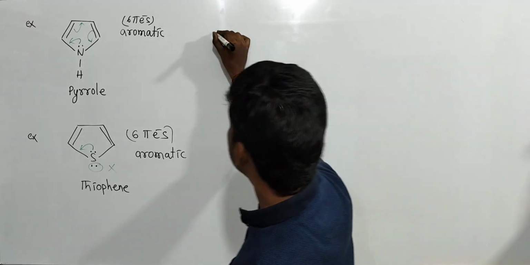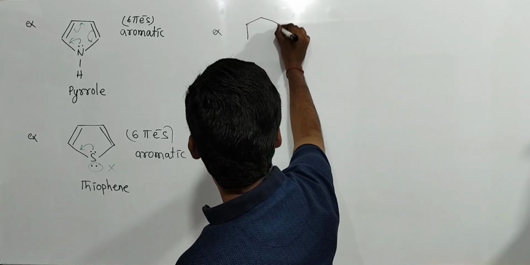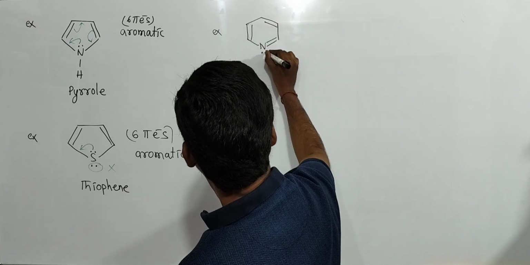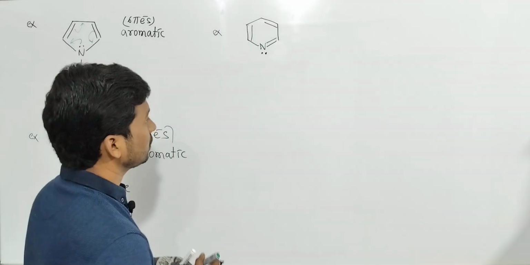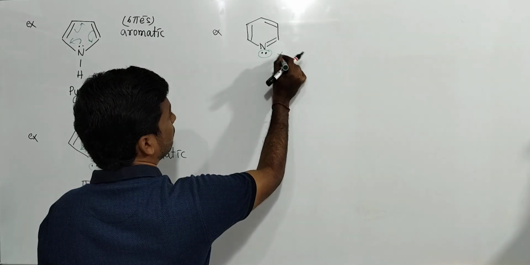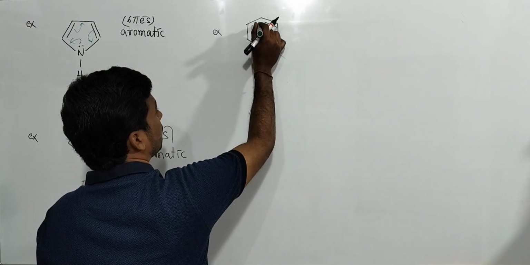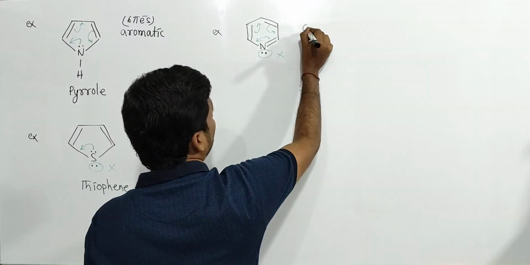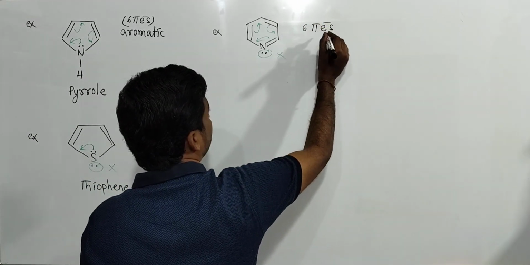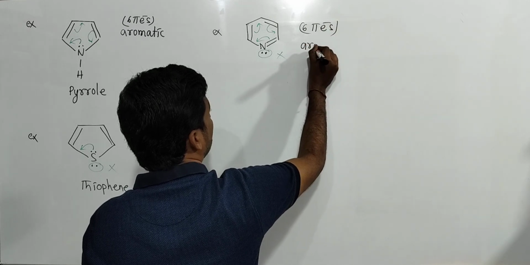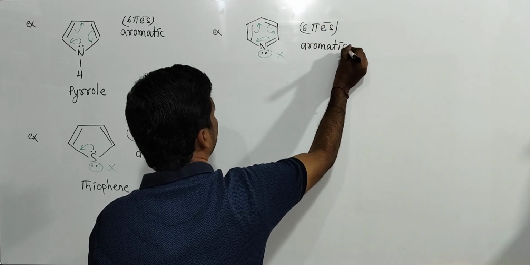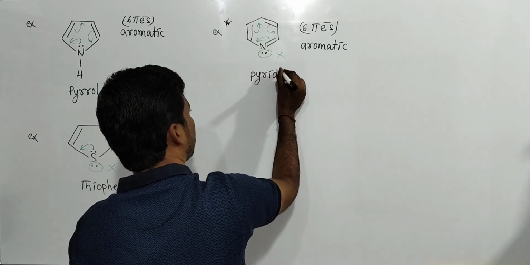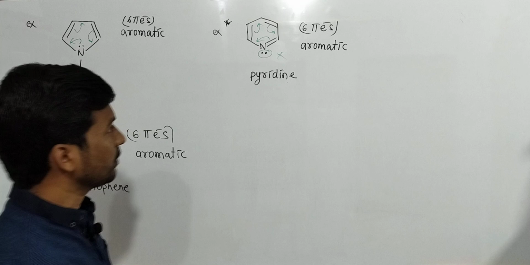If you take pyridine, it is similar to benzene, but one of the atoms is nitrogen. So here this lone pair is not required. The lone pair is not involved in delocalization. That's why only 6 pi electrons are involved in delocalization. Is pyridine aromatic or not? Aromatic. Important example. Its name is pyridine. Pyridine is an aromatic organic molecule.